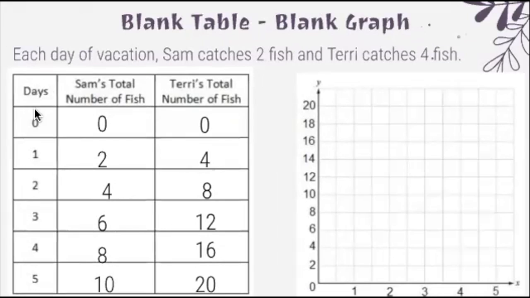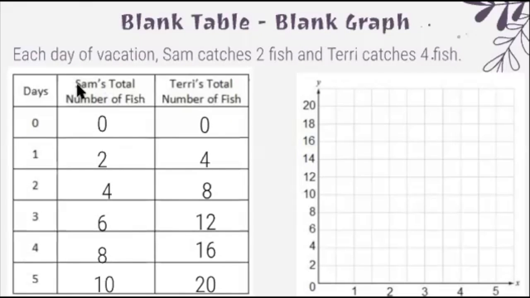So on day 0, both of them have 0 fish because there hasn't been a day yet for them to catch it, because this is each day. On day 1, Sam catches 2 fish, Terry catches 4 fish. Now notice our pattern. Instead of really going X, Y, side to side, our pattern really focuses on every day Sam catches 2 fish. Every day Terry catches 4 fish.